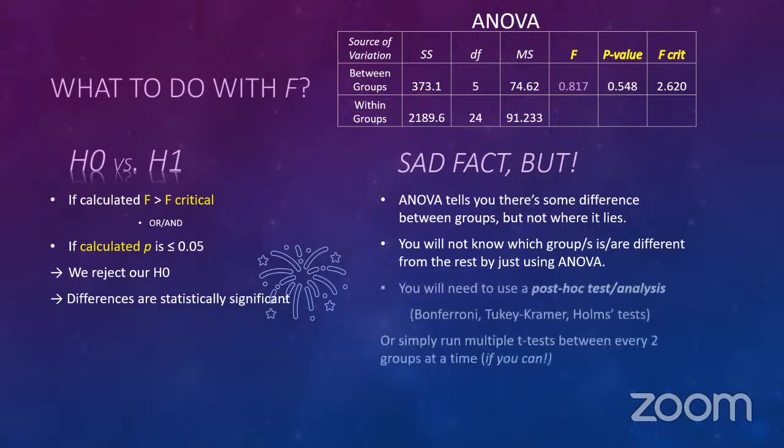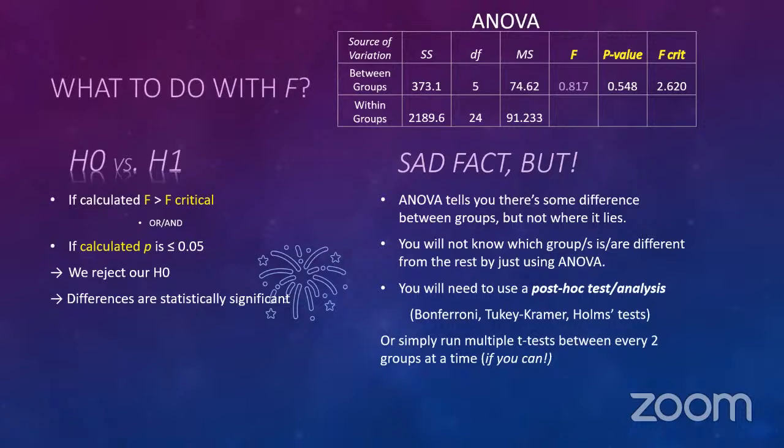So what do we do? After calculating ANOVA, we will need to do something that is called post-hoc analysis or post-hoc test. There are different tests we can do after we get our F value. There are different ones. The simplest is Bonferroni, we have Tukey-Kramer, we have Holm's test.